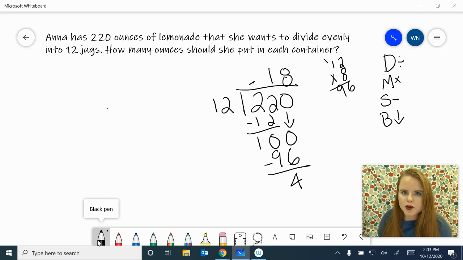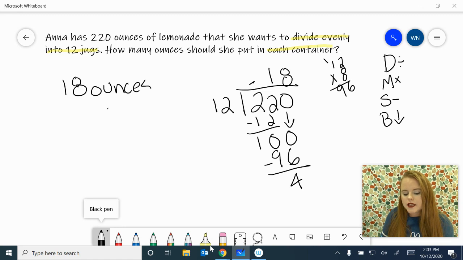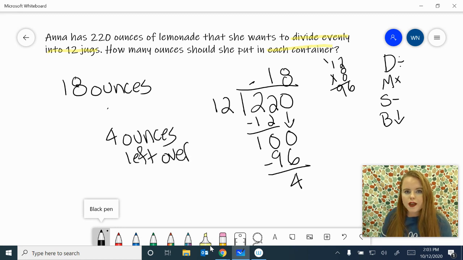Now, we're not just going to put remainder 4, because let's go back and reread our problem. She wants to divide evenly into 12 jugs. How many ounces should she put in each container? So I know that she's going to be able to put 18 ounces in each container with 4 ounces left over. So those 4 ounces just aren't going to fit in any of the jugs because she wants each one to be exactly the same.